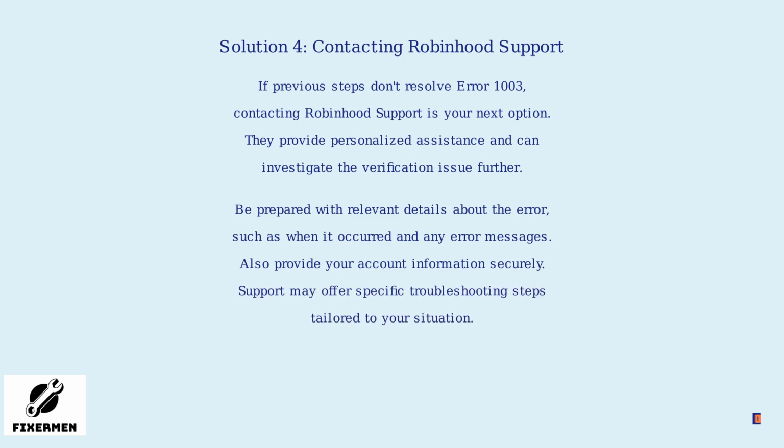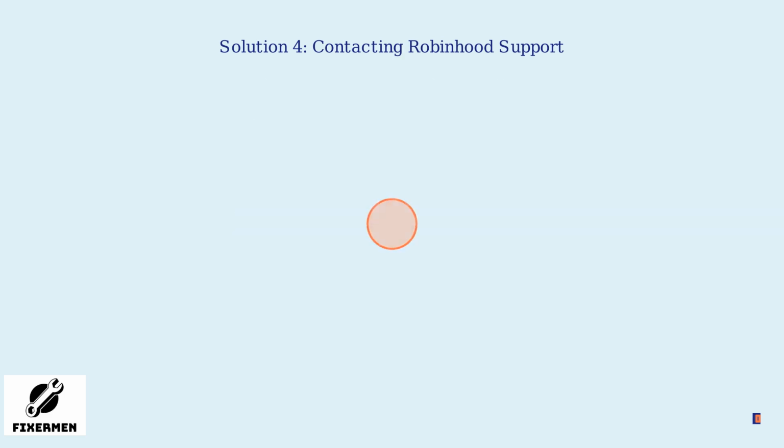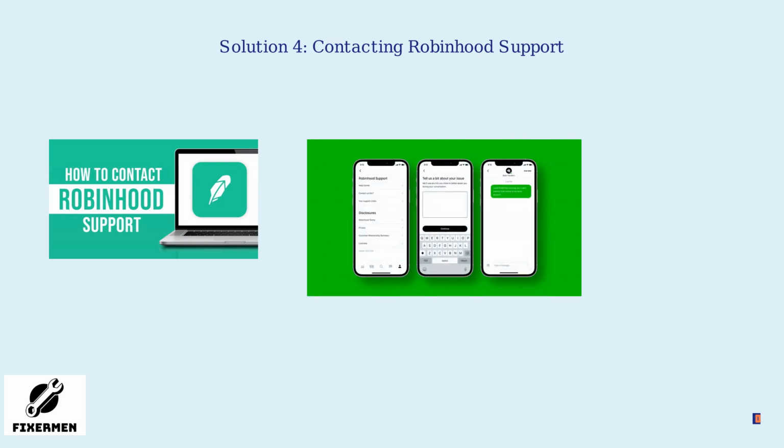Robinhood's support team can then offer specific troubleshooting steps tailored to your situation, which might include advanced verification methods or account-specific guidance that isn't available through the app alone. You can reach support through the Robinhood app by navigating to the Help section or visit their website for contact options. They typically respond within 24 to 48 hours for standard users. The support interface allows you to describe your issue, browse common topics, and chat with representatives. Use clear, concise descriptions of your Error 1003 problem to get faster resolution.